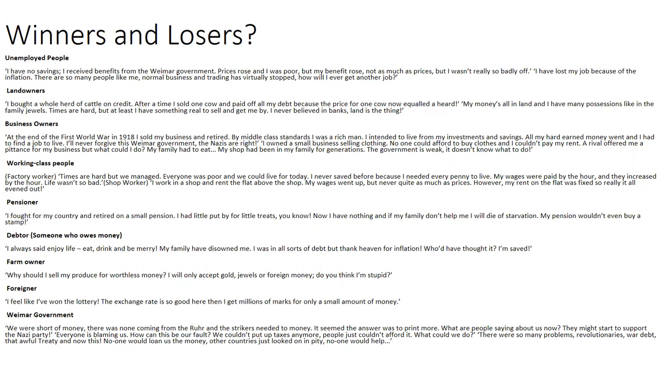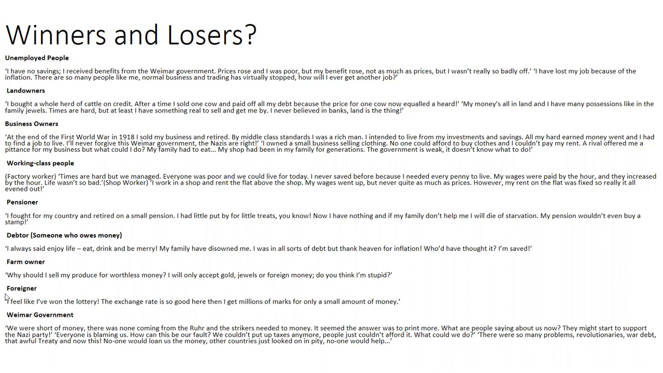A debtor, someone who owes money. I always said enjoy life, eat, drink and be merry. My family have disowned me, I was in all sorts of debt. But thank heaven for inflation, who'd have thought it, I'm saved. If you think about it, if this person had 100,000 marks of debt, yet the government are printing notes worth 50 billion marks, this person is going to be able to pay their debt off at a fraction of the cost, which means after hyperinflation they are going to be out of trouble.